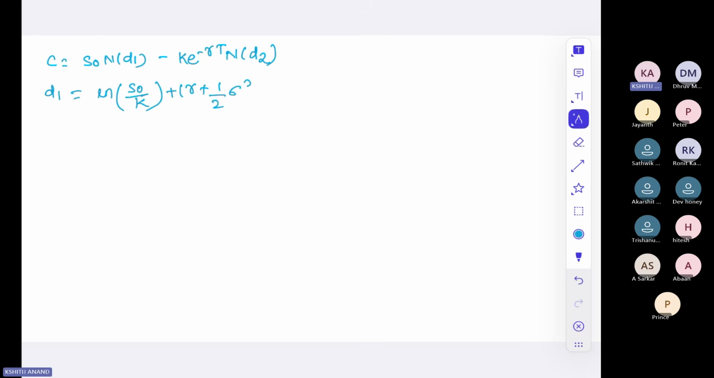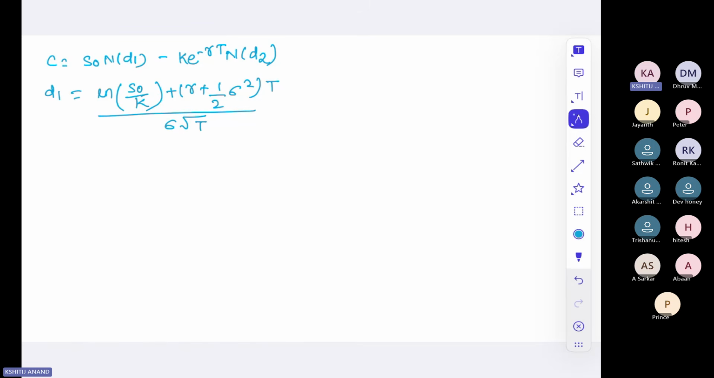R is the risk-free rate of return in the market, right? What is the risk-free rate of interest, or in other terms, what is the risk-free rate of return that you will be getting in the market? If you invest something in a risk-free asset, what is the return that you will be getting? So this is the formula for D1.